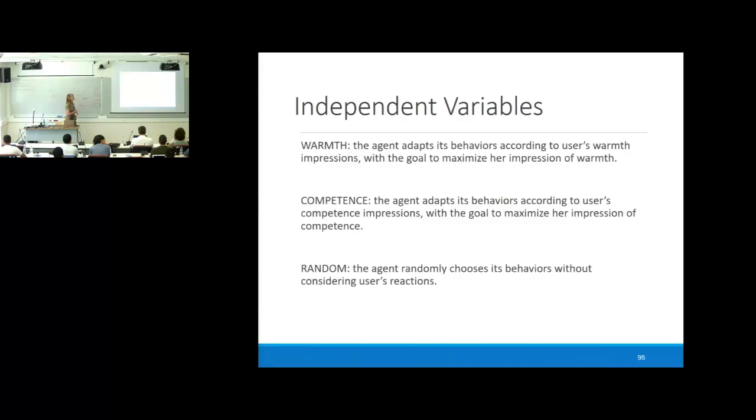Regarding the independent variables, we have the warmth, competence, and random conditions. In the warmth condition, the agent adapts its behavior according to the user's warmth impression, with the goal to maximize her impression of warmth. The same for competence, while in random, the agent randomly chooses its behavior without considering users' reactions.